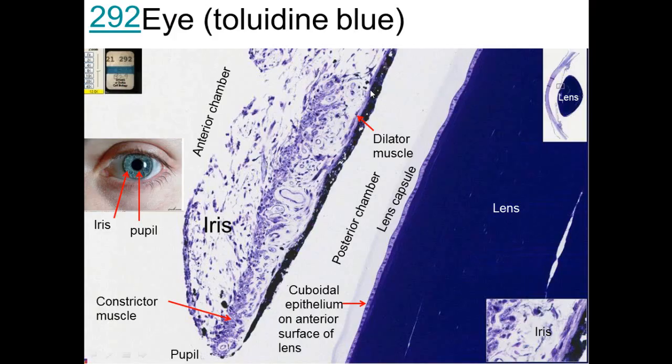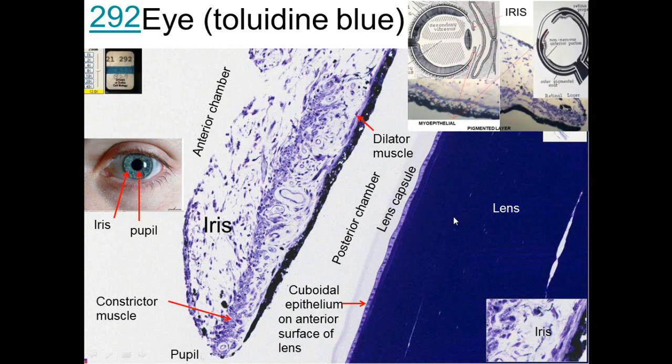And here we can see the dilated muscle coming down through here, pigmented epithelium coming in through here, and then here we can see the constrictor muscle. This is the posterior chamber and the anterior chamber. Oddly enough, there is no epithelial lining of the anterior portion of the iris. So we have the pupil, the opening through the iris. Lens capsule, and on the anterior portion of the lens you have these little cuboidal cells, which ultimately in the bow region give rise to the lens fibers.